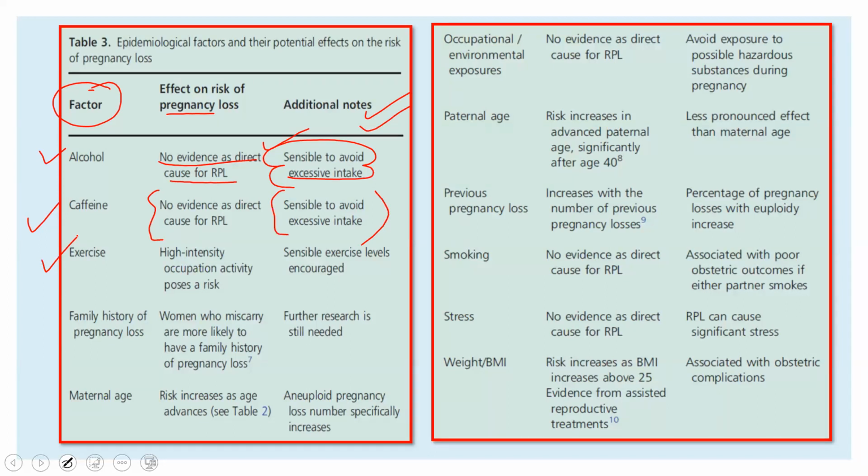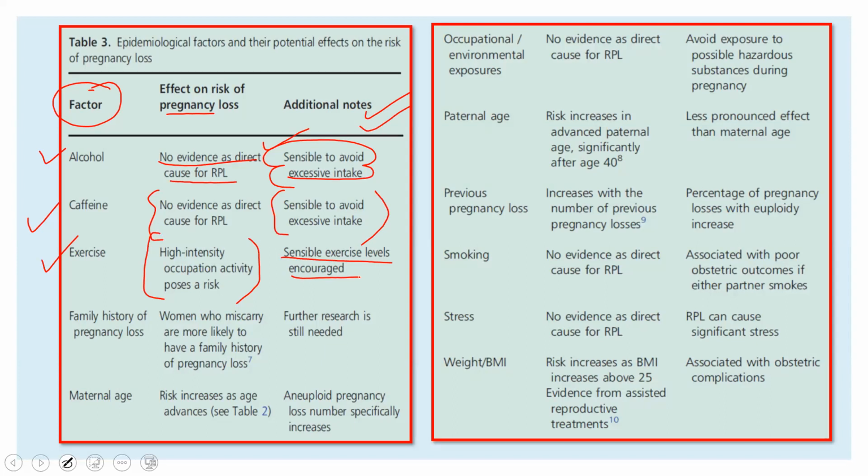So exercise means high intensity occupational activity poses a risk. The additional note is that a sensible exercise level is encouraged, meaning the healthy one, not the excessive one. What will happen with the excessive one? If somebody is a marathon runner, or does very heavy exercises in terms of weightlifting or bodybuilding.